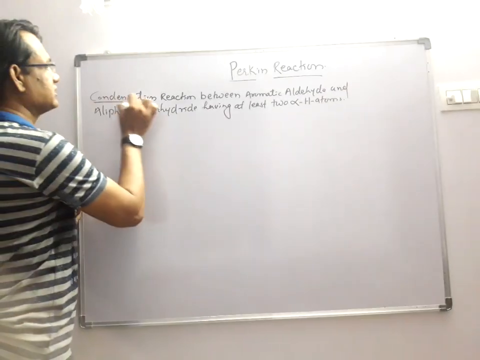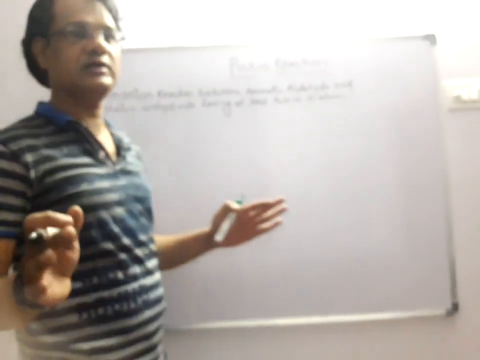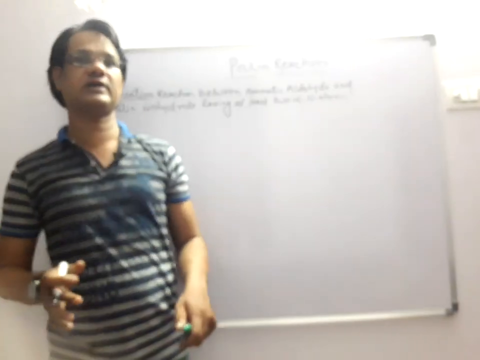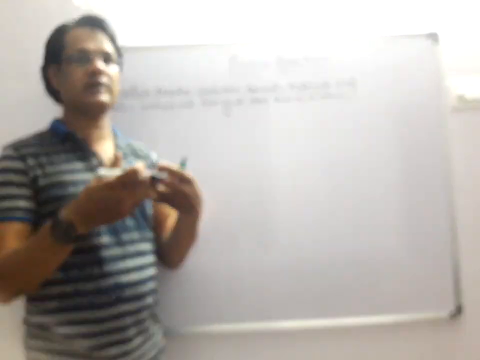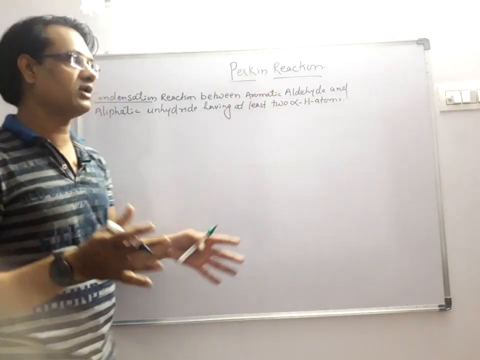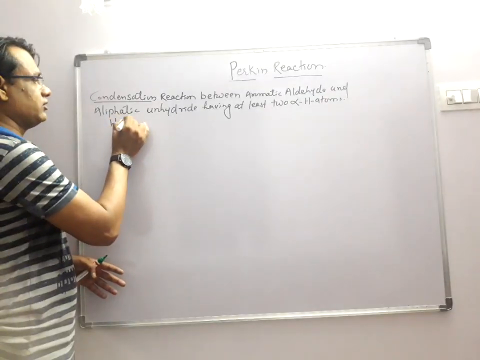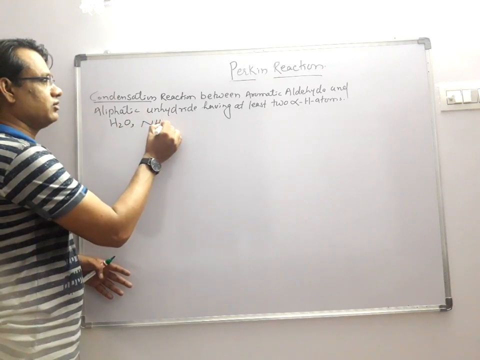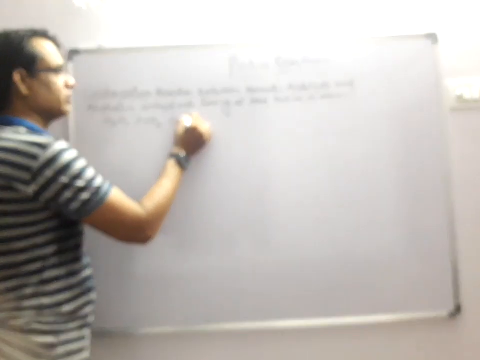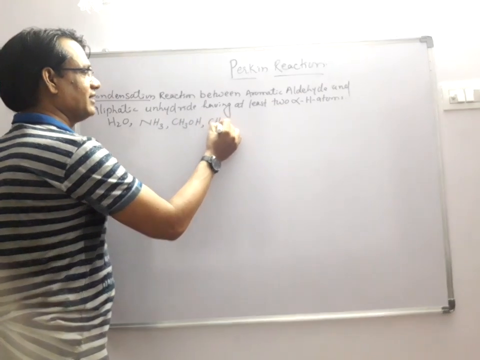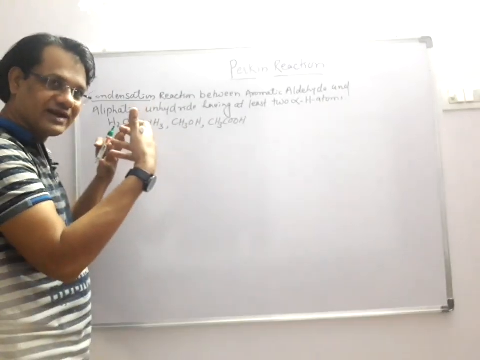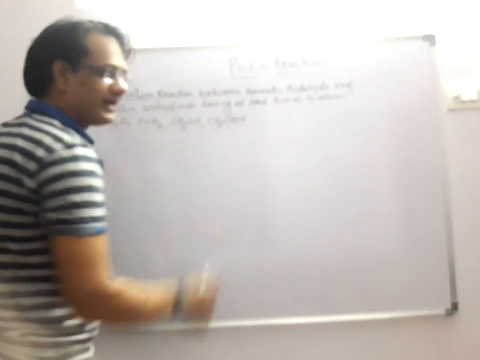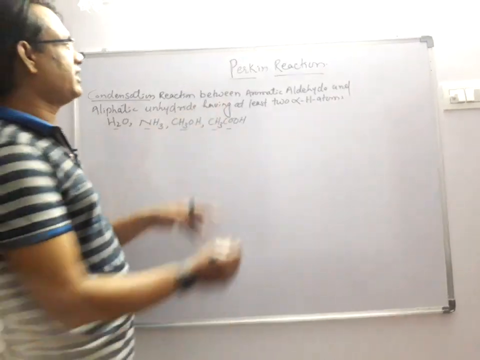Now this is a condensation. So what is the meaning of condensation? The condensation reactions are those reactions in which two substances are attached together with the elimination of a small molecule, like water molecule, like ammonia molecule, like methyl alcohol molecule, or we can say acetic acid molecule. So this is the condensation. Two smaller molecules are attached together to form a big molecule with the elimination of a small molecule like this one.